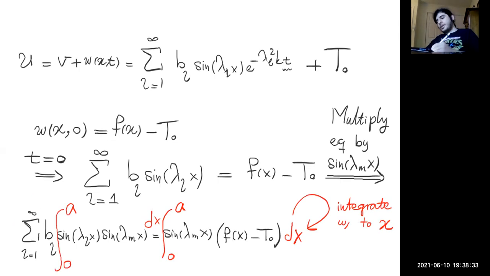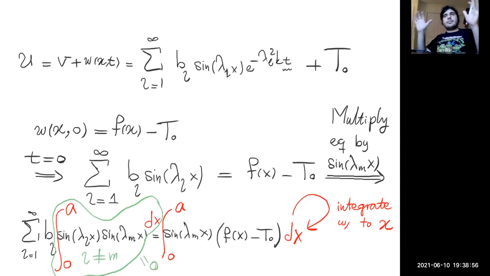Now we have computed these sorts of integrals before. This is very similar to something we've done before. This integral is 0 unless L is equal to M. So if L is not equal to M, this integral is equal to 0. So all the terms there, all of them, their integrals are equal to 0, but just one of them. And that is the one where L and M are equal.